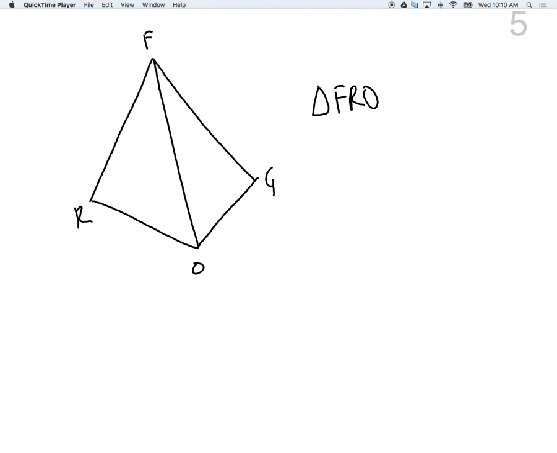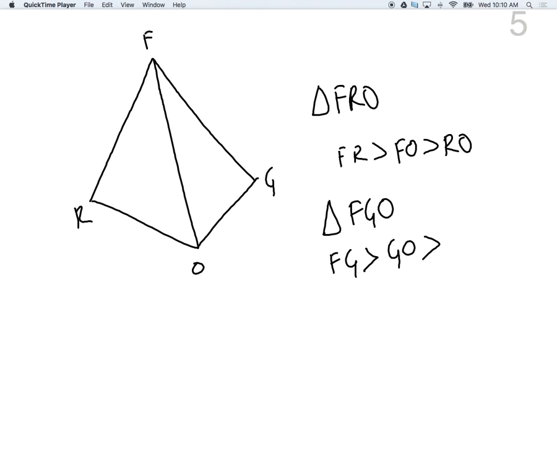I'm not giving you measurements because I don't want to take you all the way through it, but you would have an inequality statement like we did before. This side is bigger than this side is bigger than that side. So you'll have something like FR is bigger than FO is bigger than RO, which is true for only that triangle. Then you'll do triangle FGO, and you'll get some other inequality. There's got to be a link between the two triangles. So for instance, we get FG is bigger than GO is bigger than FO.